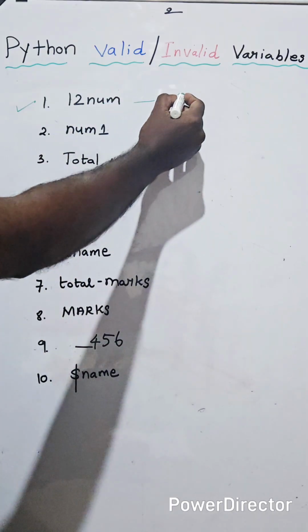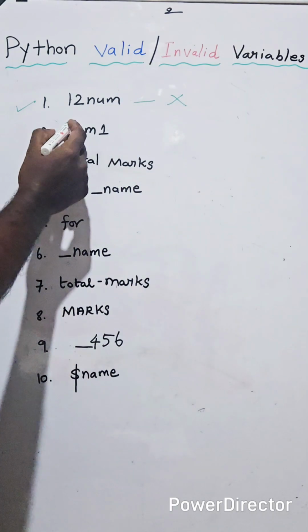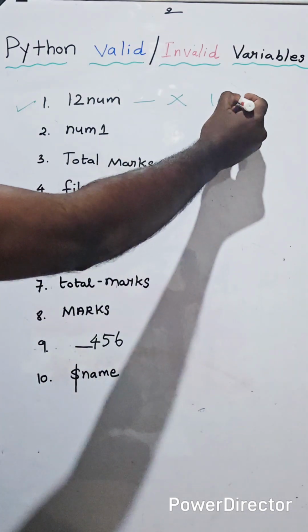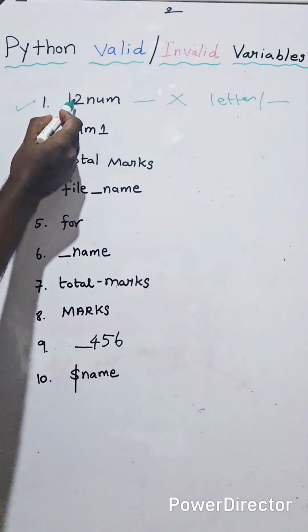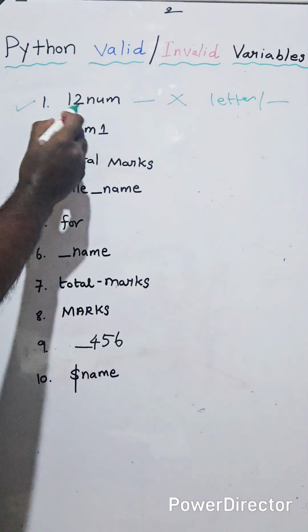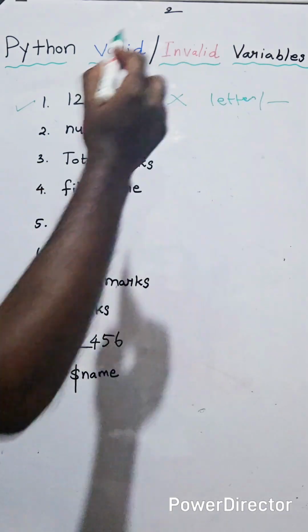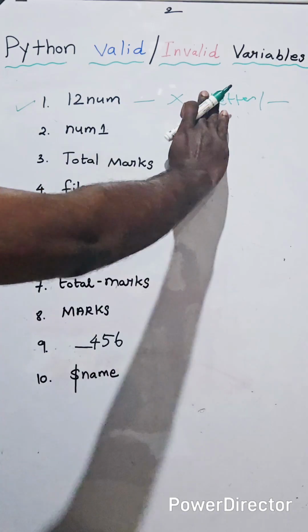This is an invalid variable. Why is this invalid? Because the variable name must start with a letter or underscore. Here it starts with a number, so this is invalid. A number can only come after the letter or underscore. So the first one is invalid.